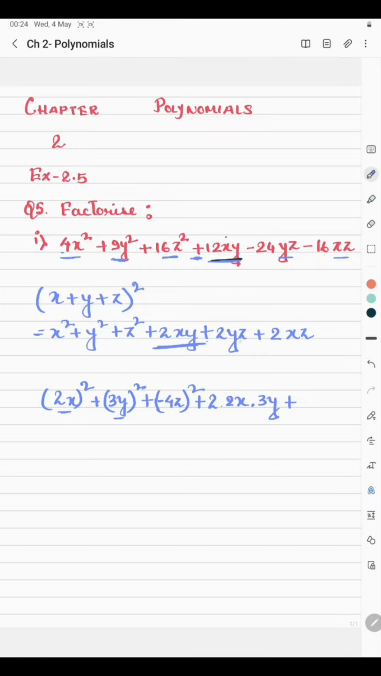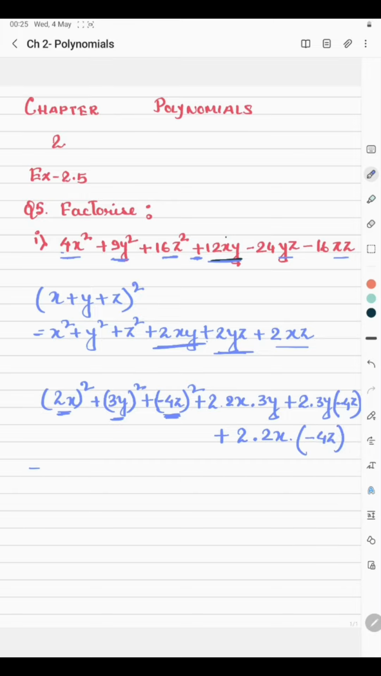Then we have 2yz, so 2 into y into z. Y means 3y, so here we'll write 3y, and z means minus 4z, which we will write within the bracket. So minus 4z. Now after 2yz we have 2 into x into z, 2xz. So we'll give a plus sign and then write 2xz. X means 2x and z means minus 4z.